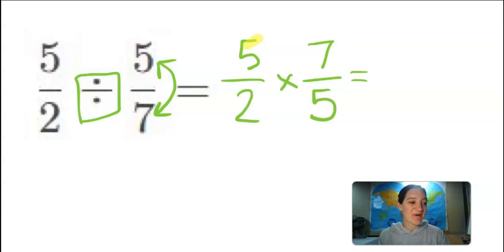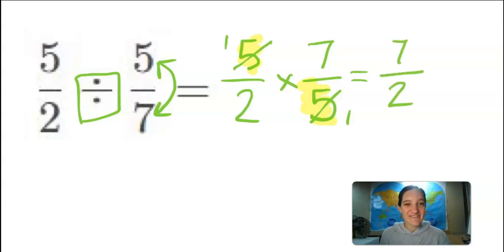And the first thing I'm always going to look for is if I can cross simplify. I can divide both of those by 5, and now I'm left with an easier problem. Now I do 1 times 7 instead of 5 times 7. So the answer is 7/2.